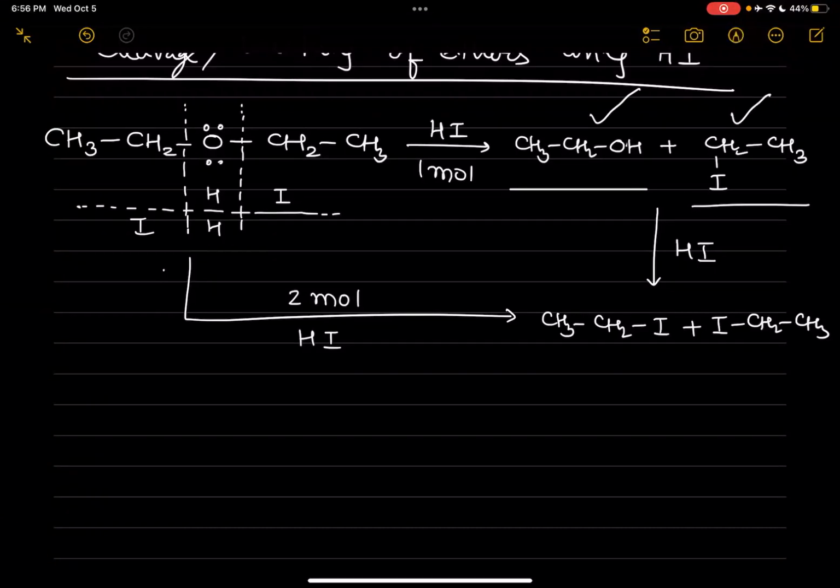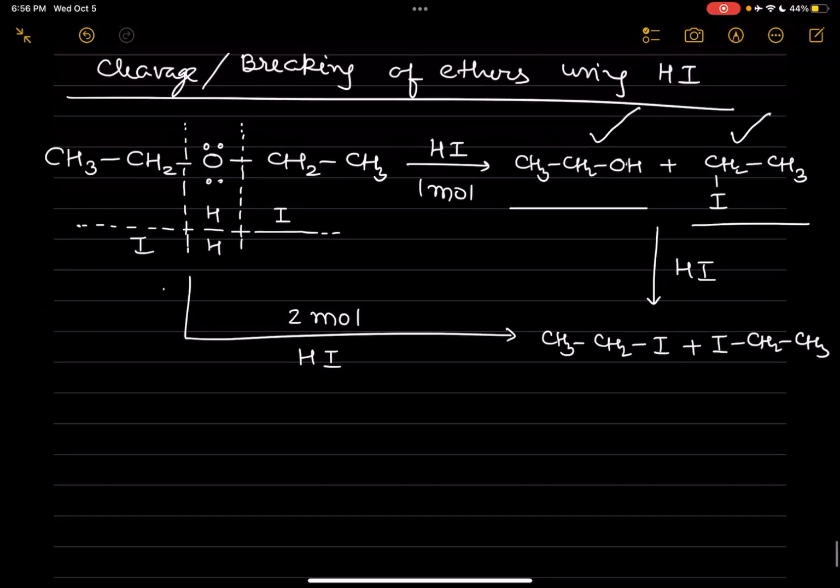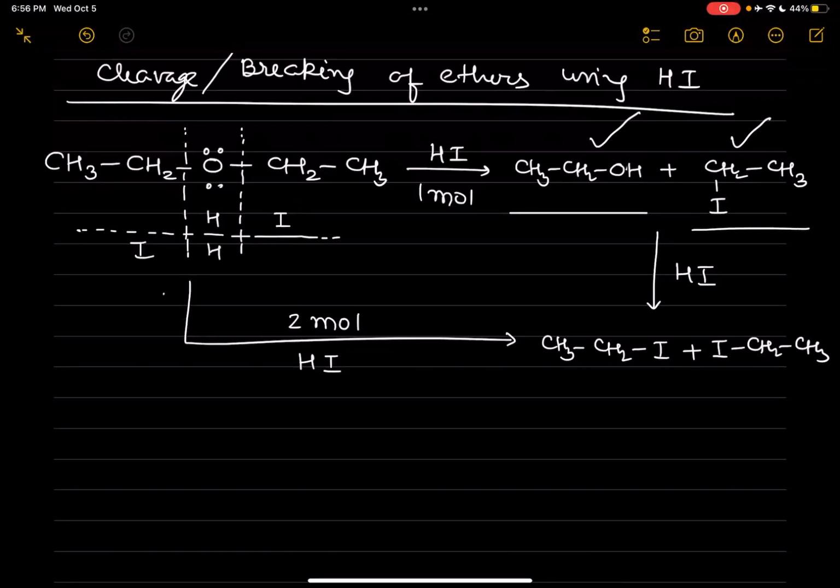Right? Yes, sir. If you would have taken 2 moles of HI, that means the reaction is going to happen one more time. Two times the reaction is going to happen. One time you have already completed the reaction. While doing the reaction the second time, there are 2 molecules. One is alcohol, another is alkyl iodide.